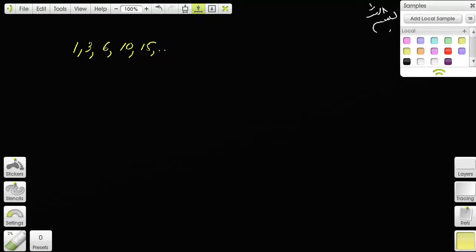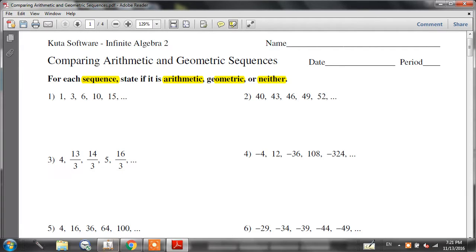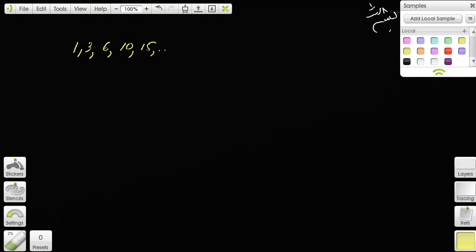I just want to make sure I have it correct: 1, 3, 6, 10, 15. That's always important, to check that you didn't do something silly like write it down incorrectly. I've done that plenty of times to learn that lesson. Okay, so here we're supposed to figure out if it is an arithmetic or geometric sequence.